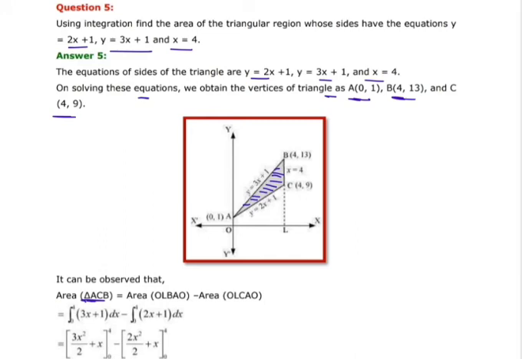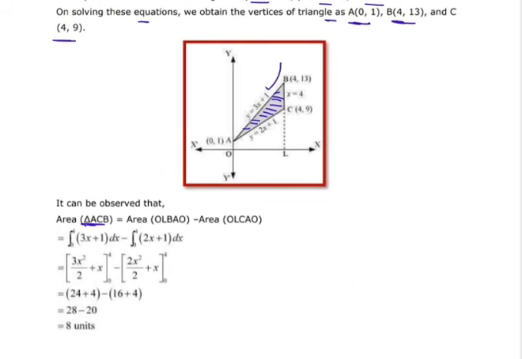So the area OLBAO, this is the area under y equals 3x plus 1, minus the area of OLCAO, this region. The shaded region we are finding here is triangle ACB. So let's see the integration from 0 to 4 of y dx, it is 3x plus 1 dx minus again the integral from 0 to 4 of 2x plus 1 dx.